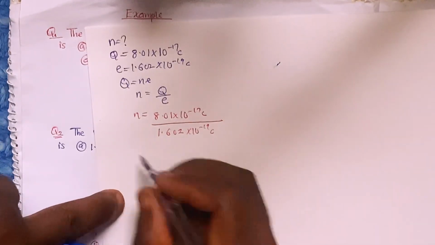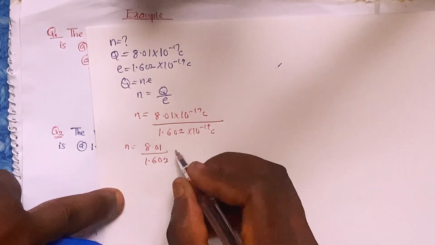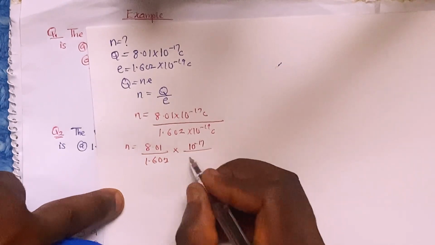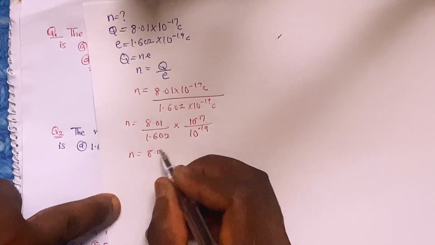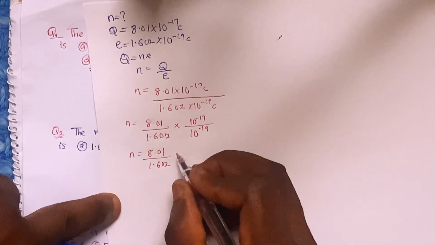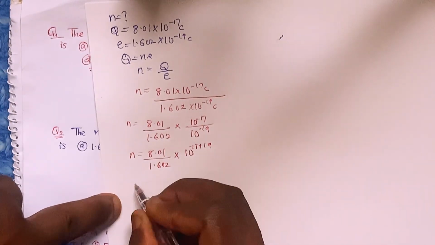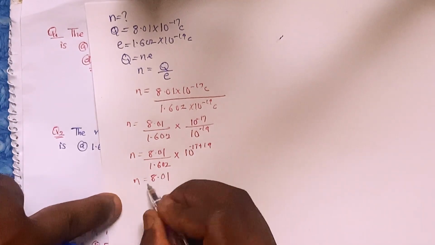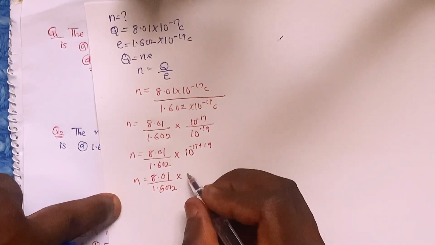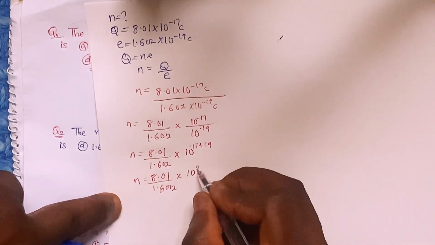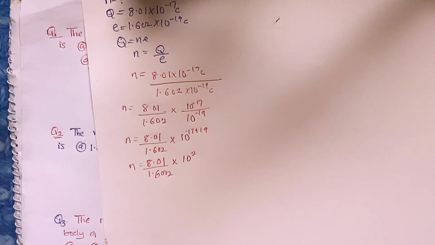Then here I can separate. I'm going to have n equal to 8.01 divided by 1.602, then multiply by 10 raised to the power minus 17 divided by 10 raised to the power minus 19. Very good. Then my n equals 8.01 divided by 1.602, then multiply by 10 raised to the power minus 17 plus 19 rather. So you're going to have n equals 8.01 divided by 1.602, then multiply by 10 raised to the power 2. So look at this. How can I solve this kind of question? I'm having 8.01 divided by 1.602.